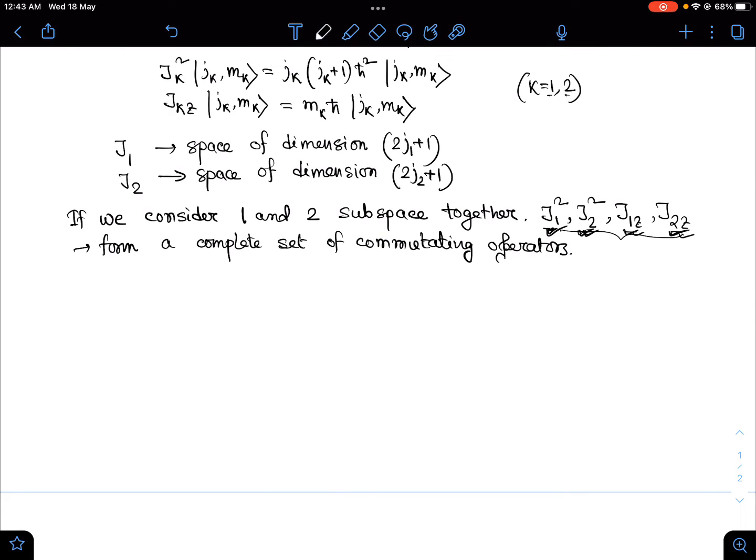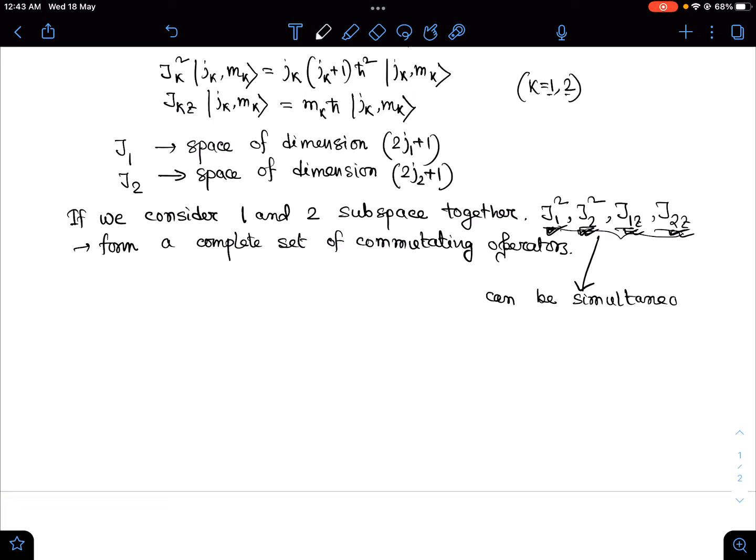All these four operators can be simultaneously diagonalized by the same states, because all of them commute. They can be simultaneously diagonalized by the same state, which will be an eigenstate of all these four operators.